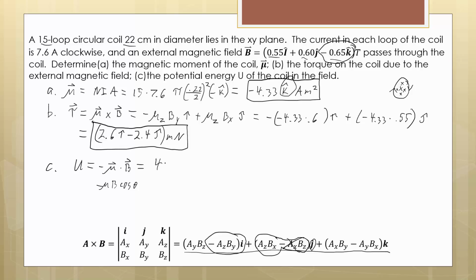So this works out to be nice and simple. We've got the negative signs cancel out because there was a negative there and a negative there. So 4.33, well, those two cancel out. There's another negative sign here on our k component of our magnetic field, so 0.65, that's being multiplied, and we end up with negative 2.8 joules of potential energy.